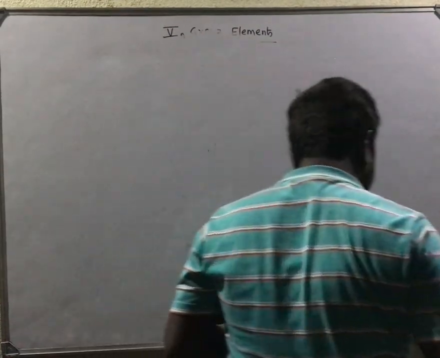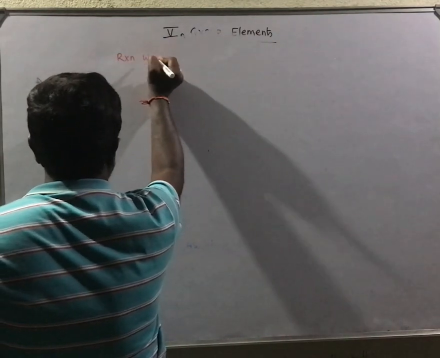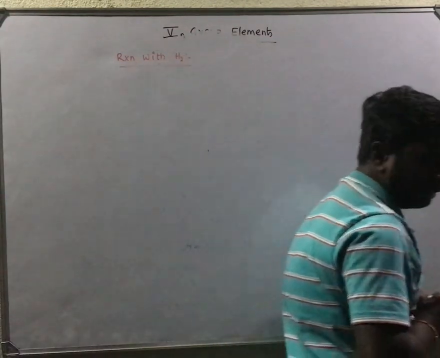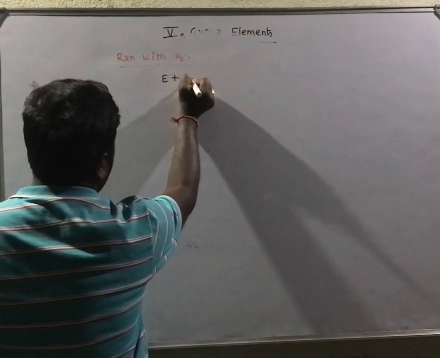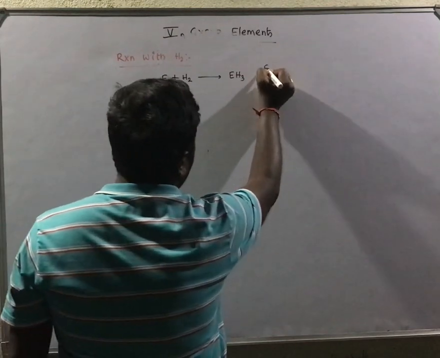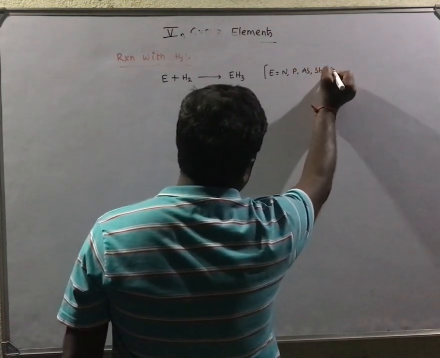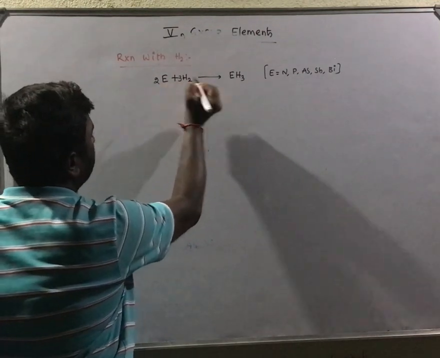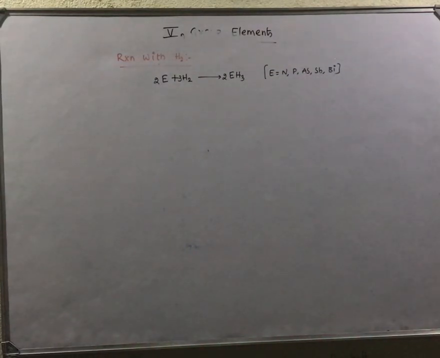Chemical properties. Here in chemical properties, the first one is reaction with hydrogen, H2. The fifth A group elements react with H2 to form EH3 type compounds. Here E is nitrogen, phosphorus, arsenic, antimony and bismuth. For equation balance: 2 moles of E plus 3 moles of H2 gives rise to 2 moles of EH3.